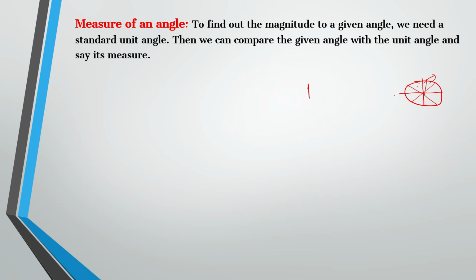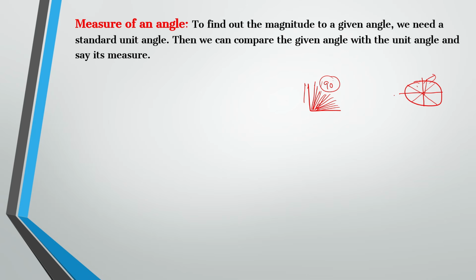If you take one right angle and divide it into 90 equal parts, then each part is known as 1 degree. Is it clear? Degree means what? 1 by 360th part of one complete circle is known as a degree, or else 1 by 90th part of one right angle is also known as a degree, and that degree is divided into further 60 equal parts.